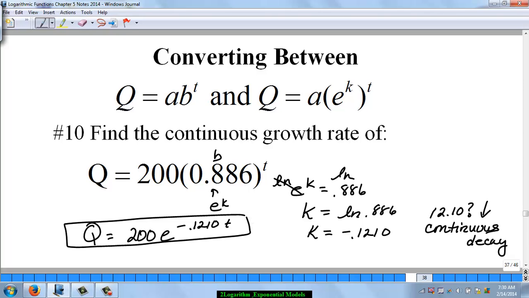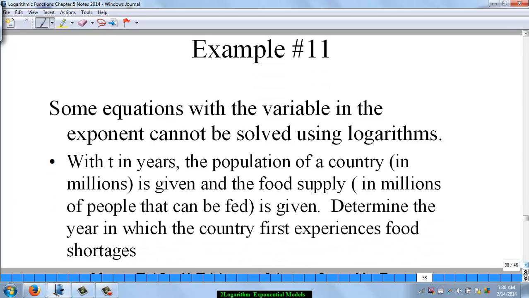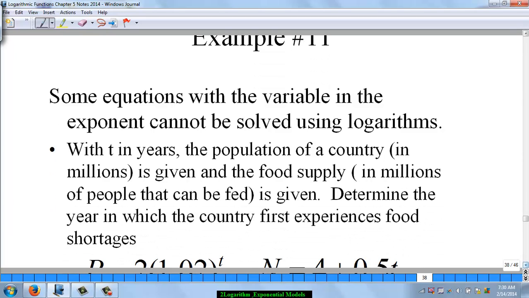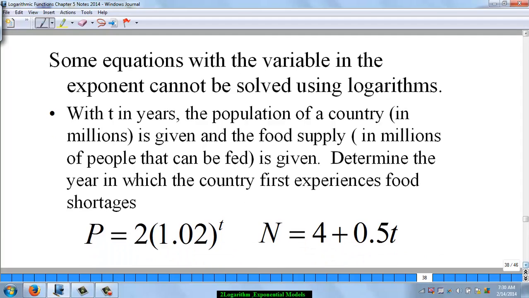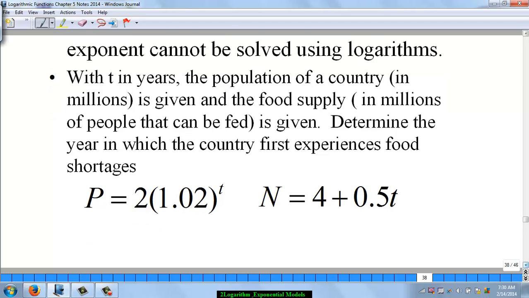All right. Now, the one thing I want to show you, and this is the last slide for this taping, is that some equations with the variables in the exponent cannot be solved using logarithms. I'm going to give you this example, and it's kind of a cool example. Within t years the population of a country in millions is given, along with a food supply of people that can be fed, and determine the year in which the country first experiences food shortages. So here's our population. This is 2 million people, and it's growing 2% per year. And then here's our food equation, and I can feed 4 million people at first, and I can increase and feed another 500,000 people per year.